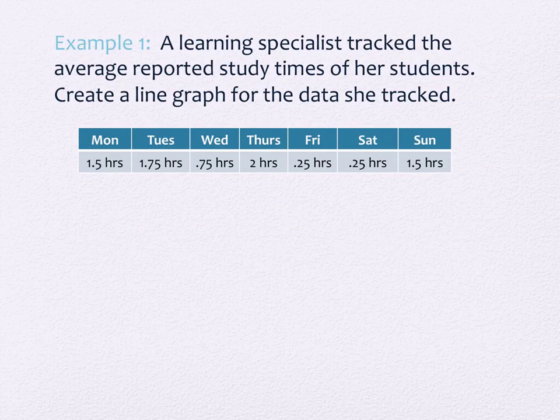We're going to do an example. A learning specialist tracked the average reported studying times of her students. We're going to create a line graph for the data that she tracked.